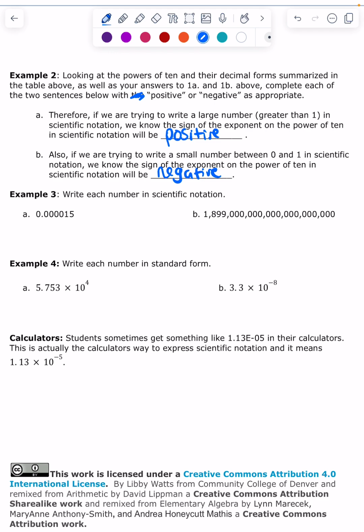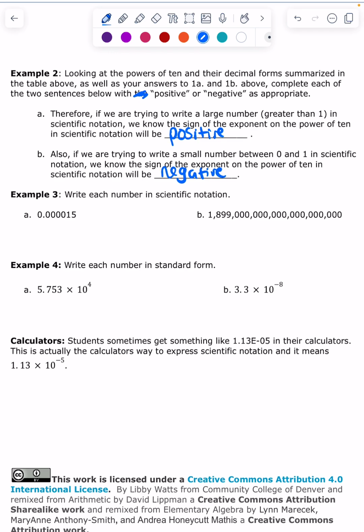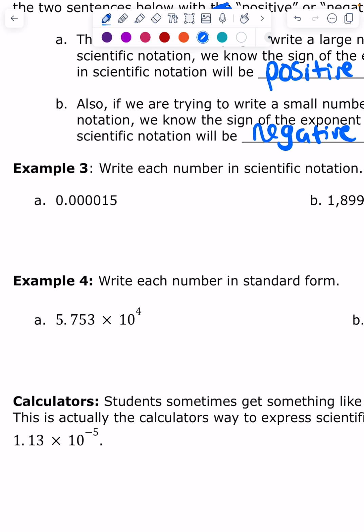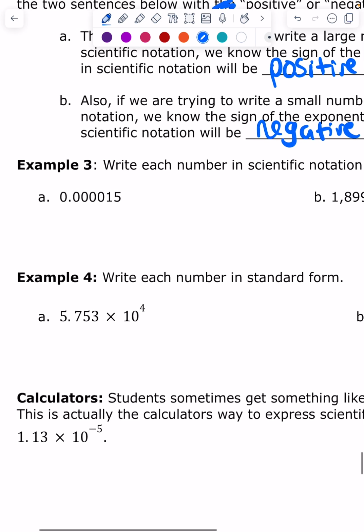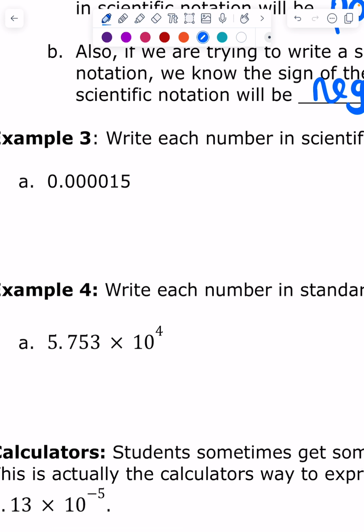So now we actually get to writing a number in scientific notation. So example 3 is 0.000015. So first thing I start thinking about is, where am I going to put that decimal so that I have a number between 1 and 10? And the answer is it's going to go between the 1 and the 5, because 1.5 is a number between 1 and 10. I'm going to write that down. 1.5 is between 1 and 10.